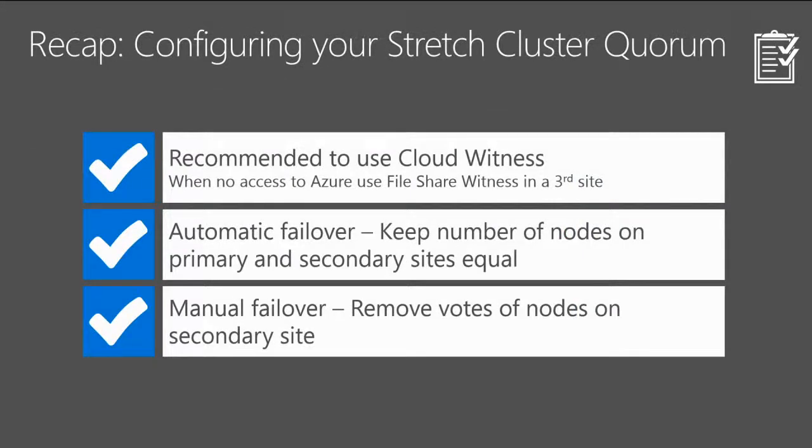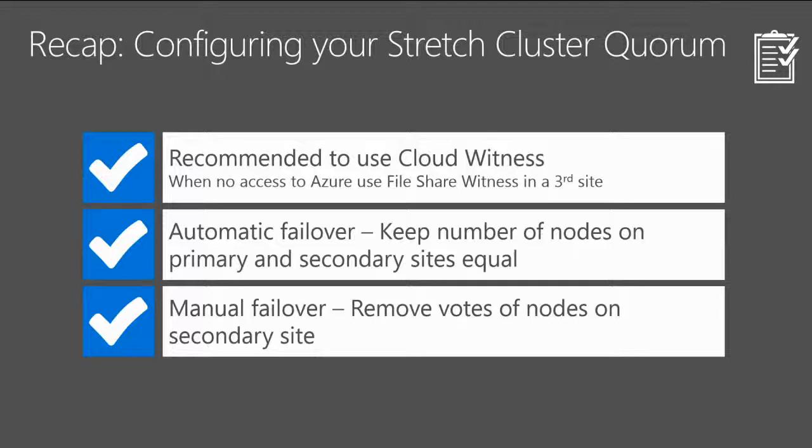Okay, so just a quick recap here. Always configure a witness with 2012 R2 and forward, stretch cluster or not. That's the general recommendation. Cloud witness is the best to use because most people tell me they don't have a third data center. When you don't have access to a third data center, you can use a file share witness. For automatic failover, try to keep the number of nodes equal because you want any node to be able to survive the loss of another one.